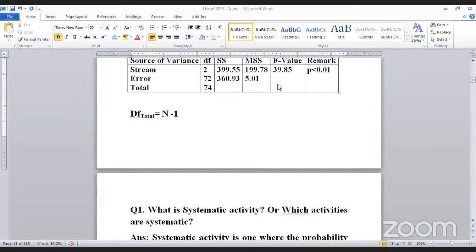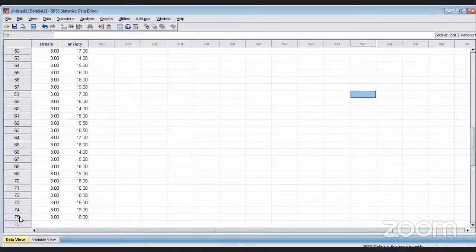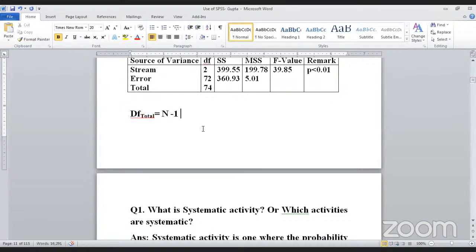So here my total sample was, you can see here it was 75. Total members were 75. So 75 minus 1 is 74. So this is how you have the degree of freedom for this. So it was 75 minus 1. So it is 74.